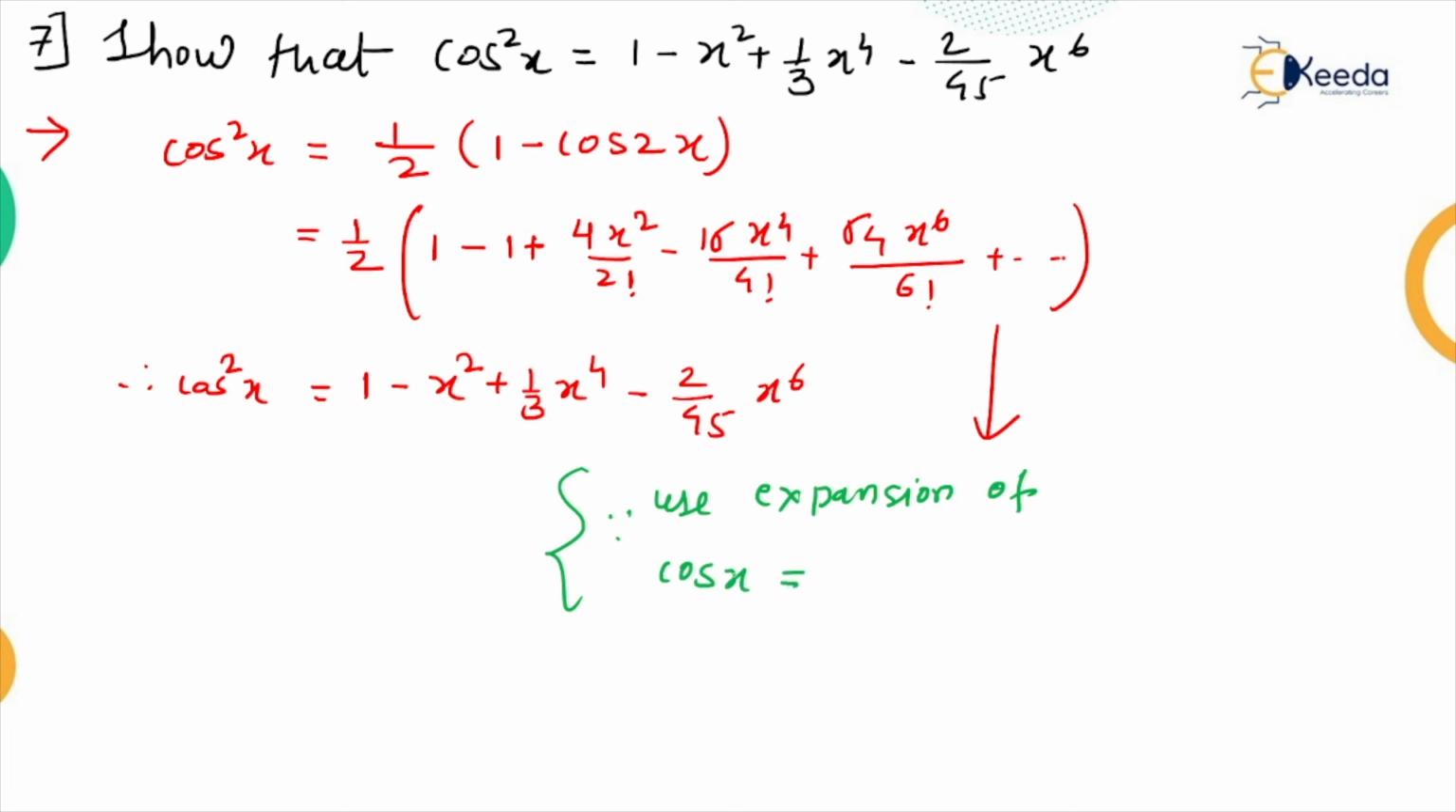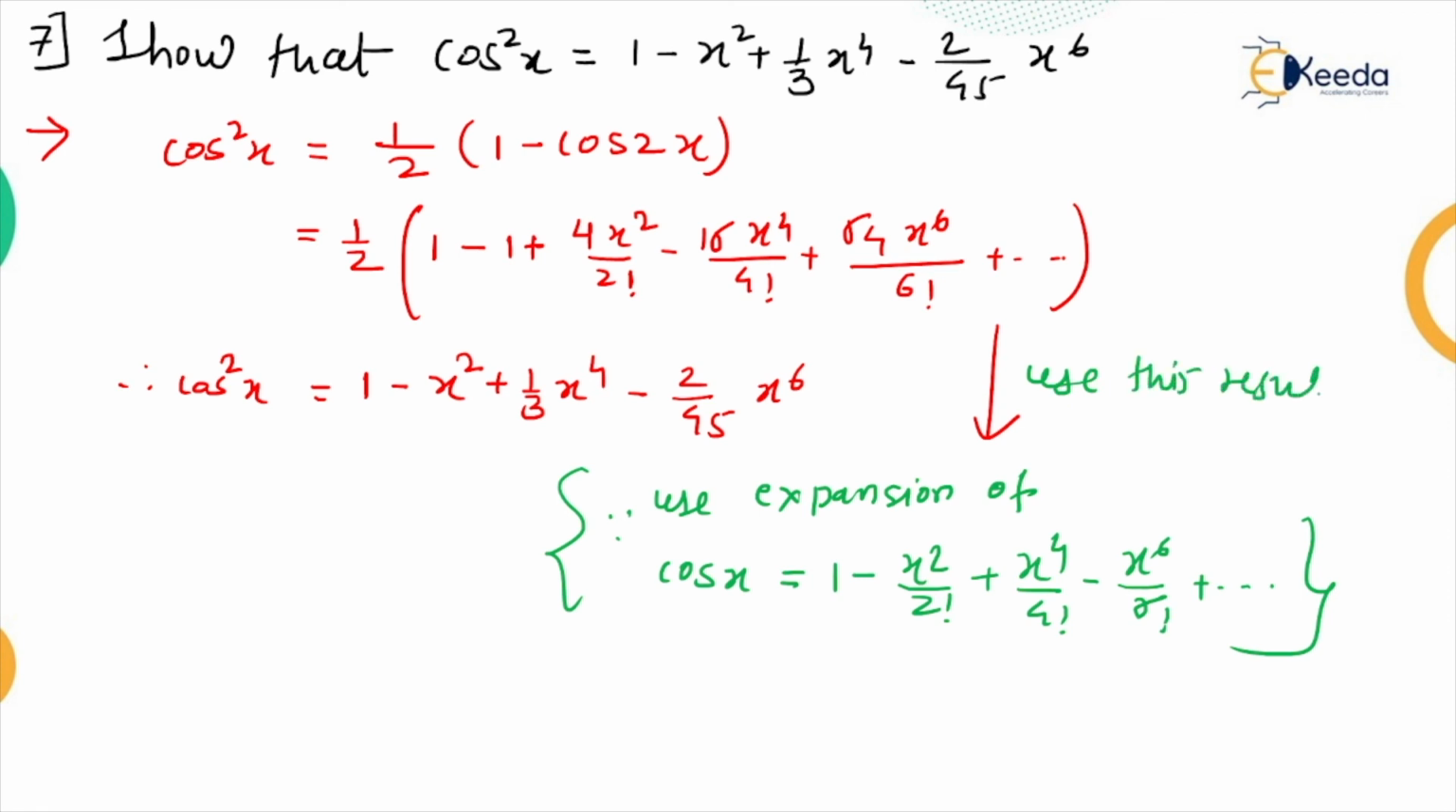What will be the expansion of cos of x? In the last few minutes we discussed the expansion of cos of x, the cosine series. cos of x becomes 1 minus x square divided by 2 factorial plus x raised to 4 divided by 4 factorial minus x raised to 6 upon 6 factorial, and so on. Using this result we write this step, and hence the proof.